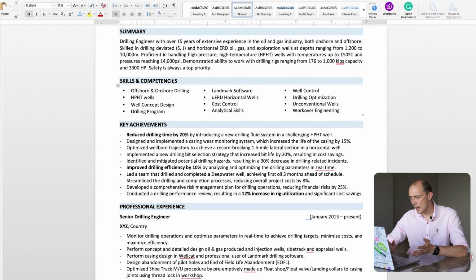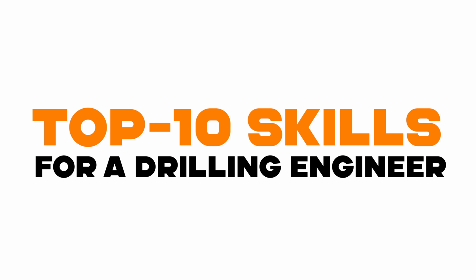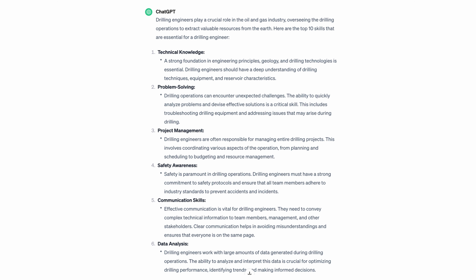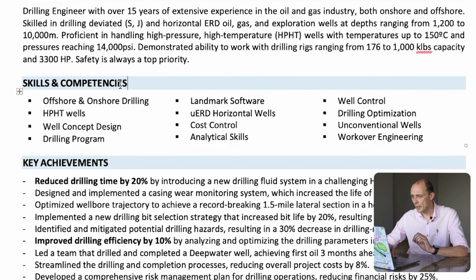The next section, and the most important section of your resume, is skills and competencies. And there is one problem. If you ask Google or ChatGPT to list the top 10 skills, for example, for a drilling engineer, mostly you will see soft skills like communication skills, negotiation skills, project management skills, time management, and so on. Unfortunately, this is bullshit.